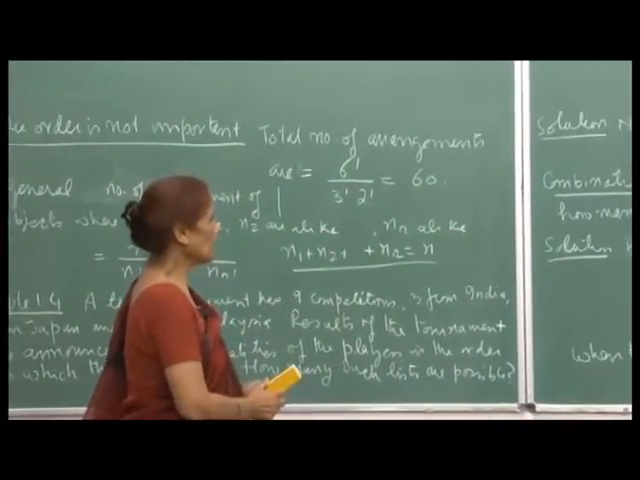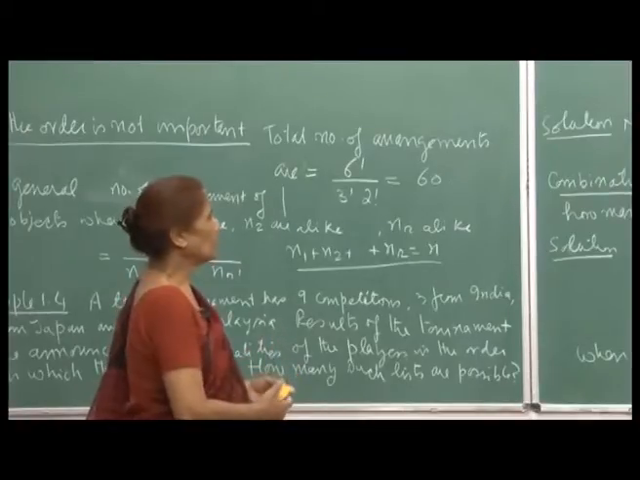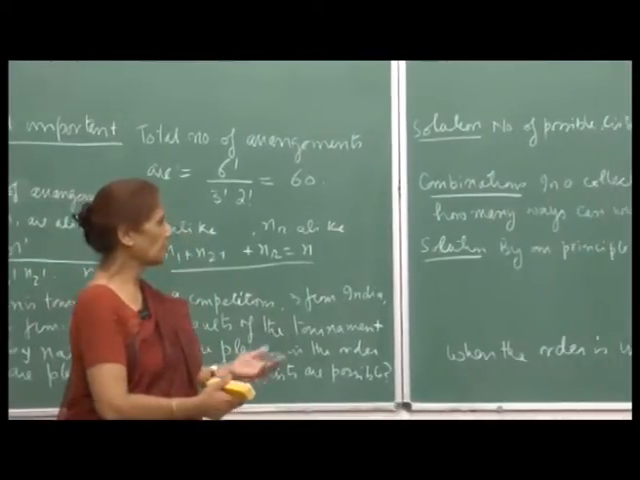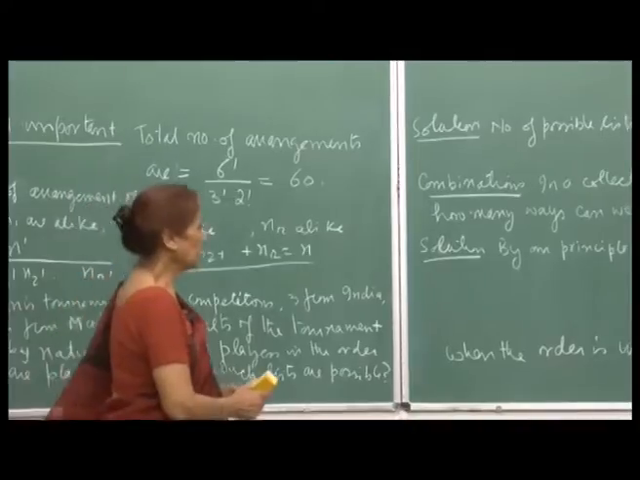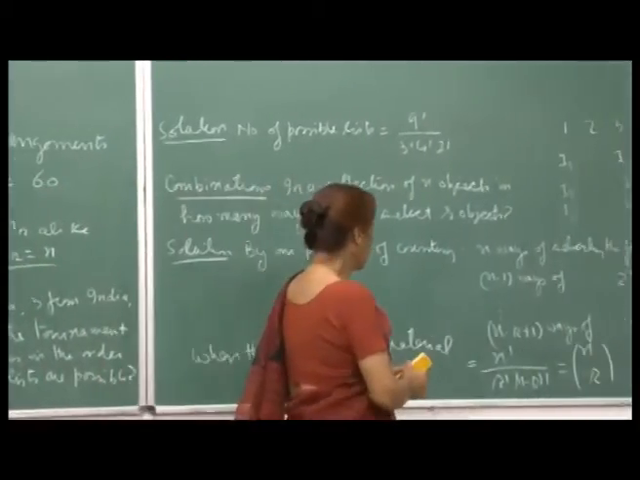So, just trying to make the concept of counting clear, so that when you have to compute the possibility of the occurrence of an event, all these things will come in handy. Okay.